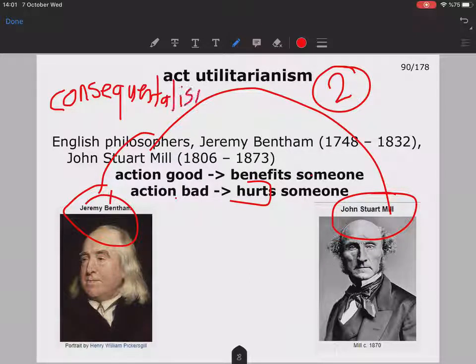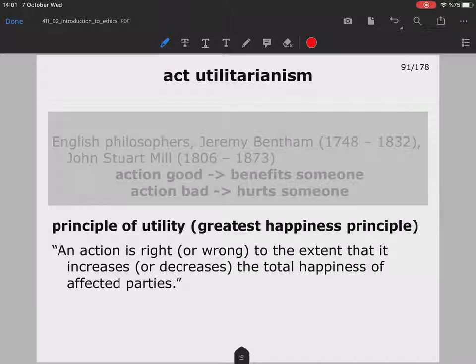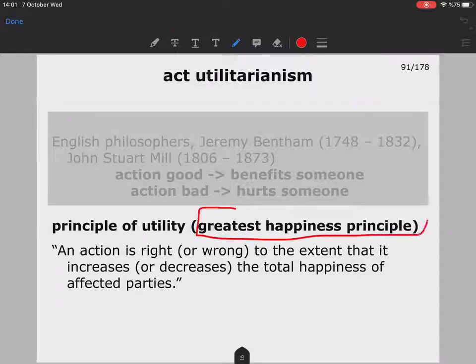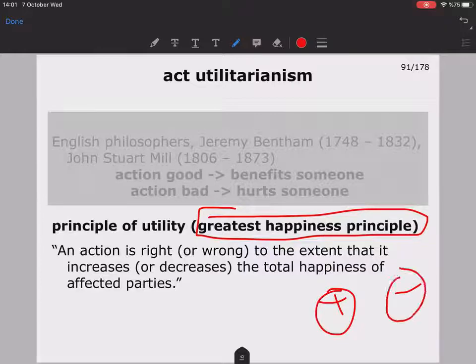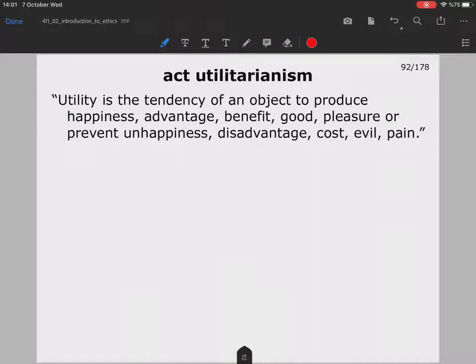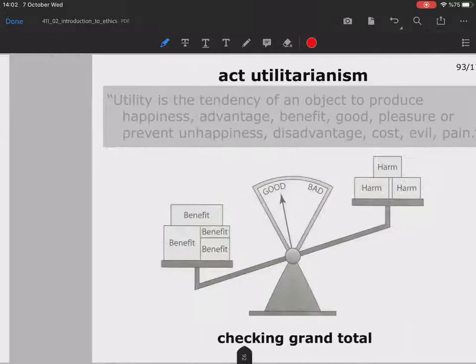Consequentialism, right? You can look it up on Wikipedia. It is based on the principle of utility, the greatest happiness principle. We calculate the value of happiness here. And they argue that an action is right or wrong to the extent that it increases or decreases the total happiness of affected parties. So there will be positive sides and negative sides here. And utility is the tendency of an object to produce happiness, advantage, benefit, good, pleasure, or prevent unhappiness, prevent disadvantage, prevent cost, or prevent evil, or prevent pain. Okay? These are all nice things that we need to increase in this type of approach.